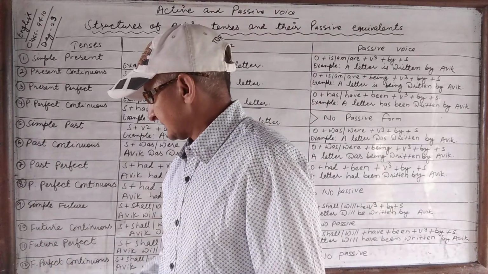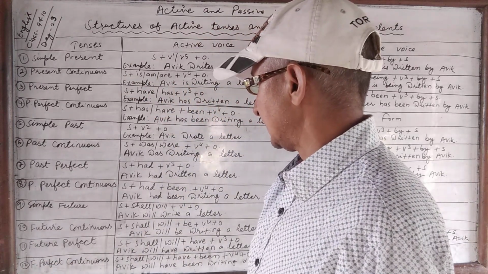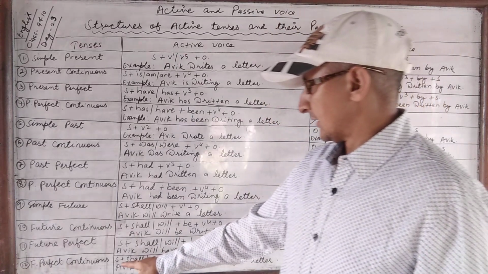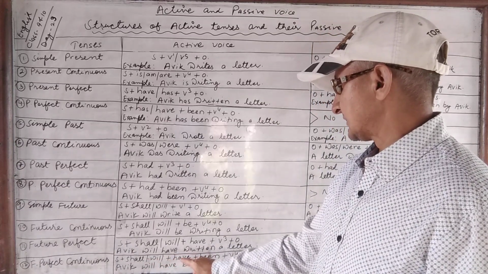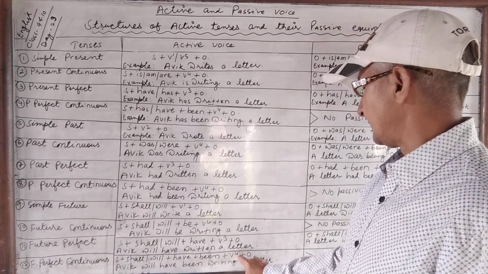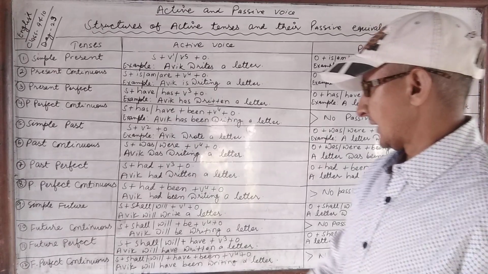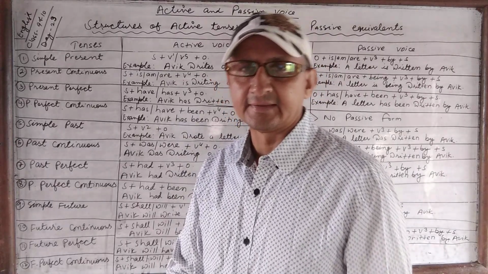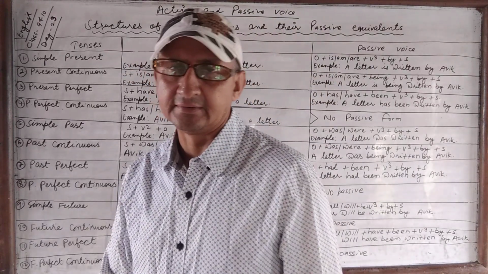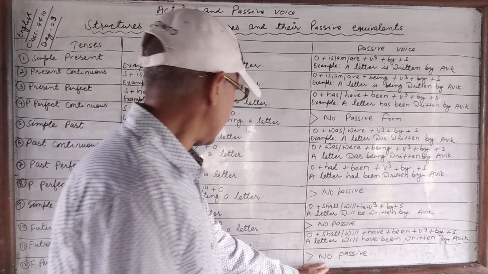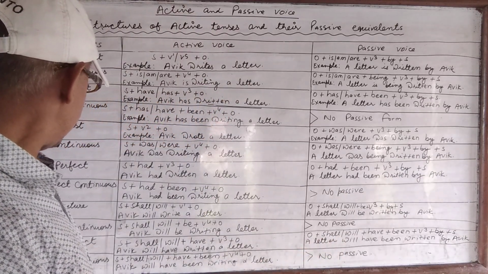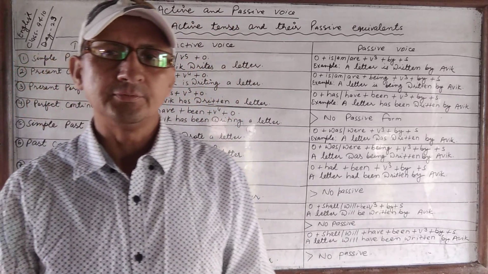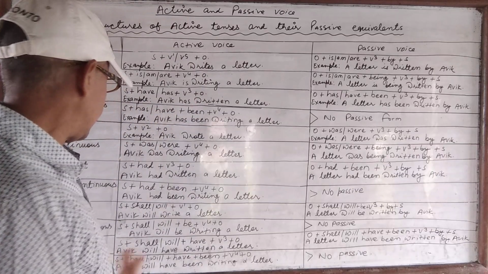And the last tense is future perfect continuous tense. The active structure of future perfect continuous tense is subject plus shall/will plus have plus been plus V4 plus object. And the example is Abhik will have been writing a letter. This is the example of future perfect continuous tense. And there is no passive form of future perfect continuous tense.